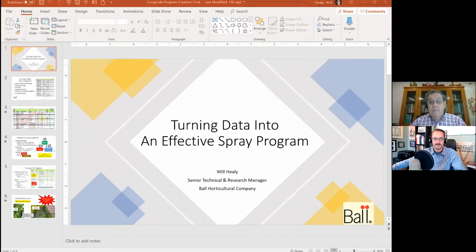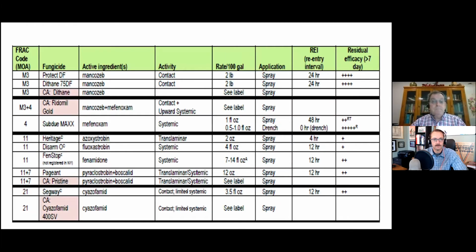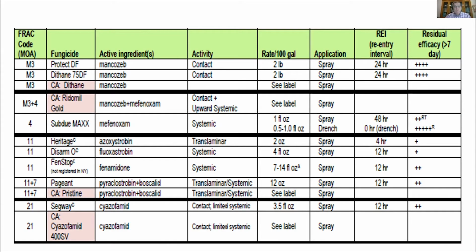Okay. There we go. How do we basically turn a table into a program? So that's kind of what we're going to be talking about here today. I highlighted that information. So let's take a look at what some of that critical information is. One of the first pieces of information that is really important is the FRAC code. It's the mode of action. The FRAC stands for the Fungicide Resistance Action Committee. This is a group of plant pathologists who have gotten together and come up with these FRAC codes.